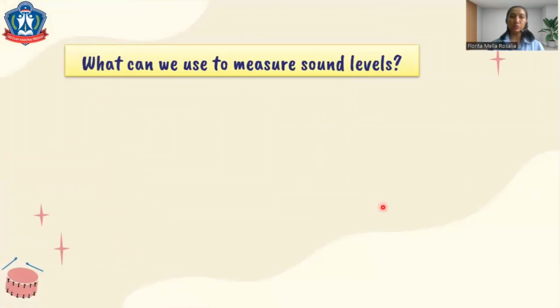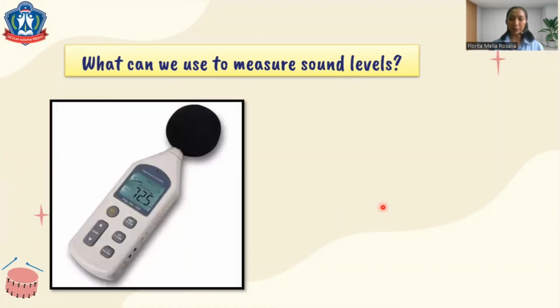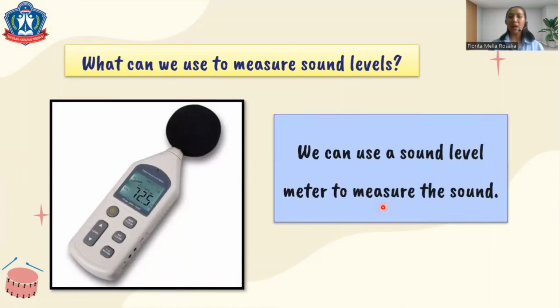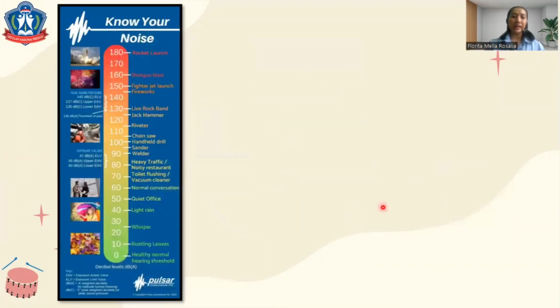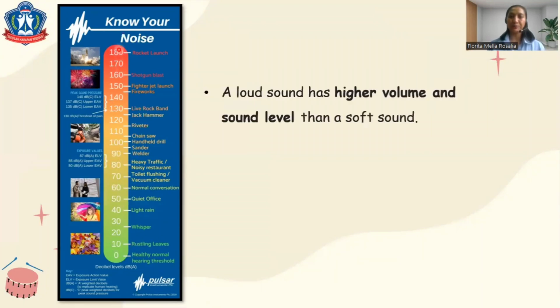So what can we use to measure the sound level? Right, you can use this equipment. This is the sound level meter. We can categorize sound into 3 levels. The first, from 0 to 40 decibels, is the soft sound, then 40 until 80 is moderate, and above 80 is the loud sound.